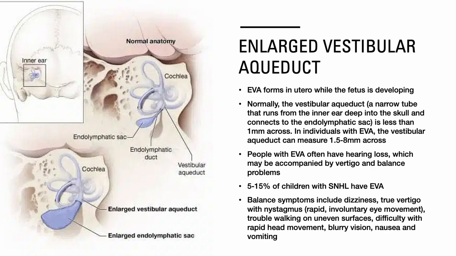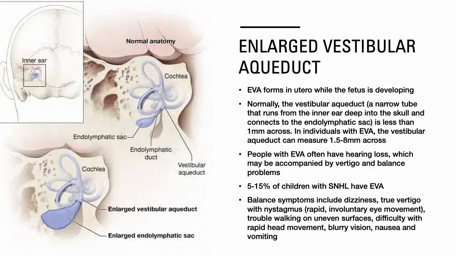Enlarged vestibular aqueduct, or EVA, is an anatomical difference that forms in utero while the fetus is developing. Normally, the vestibular aqueduct, a narrow tube that runs from the inner ear deep into the skull and connects to the endolymphatic sac, is less than 1 millimeter across. In individuals with EVA, this aqueduct can measure 1.5 to 8 millimeters across.